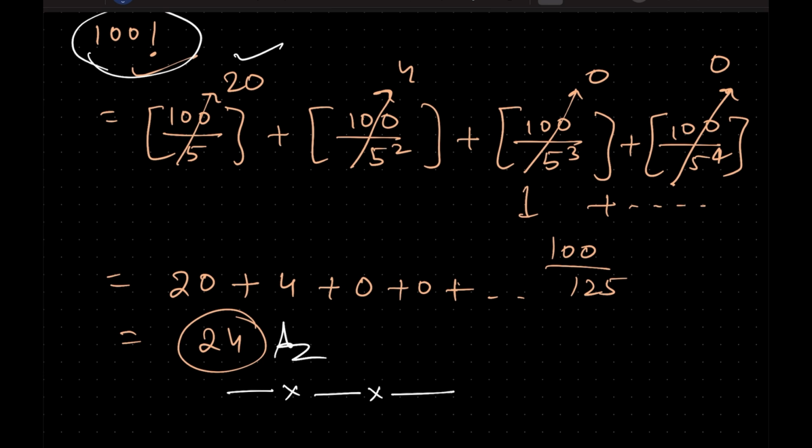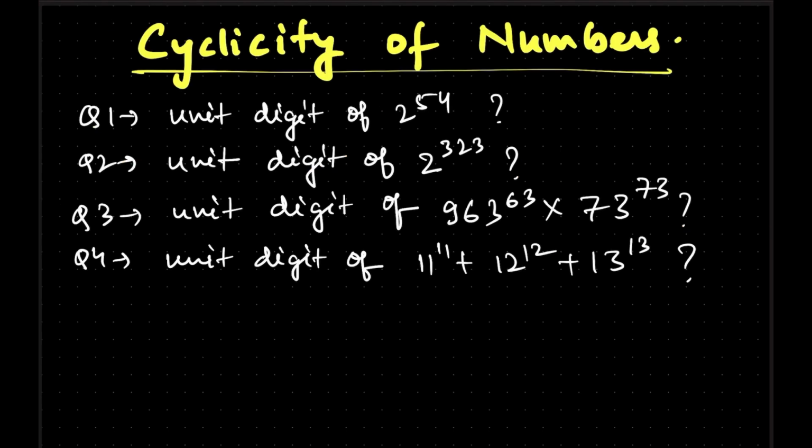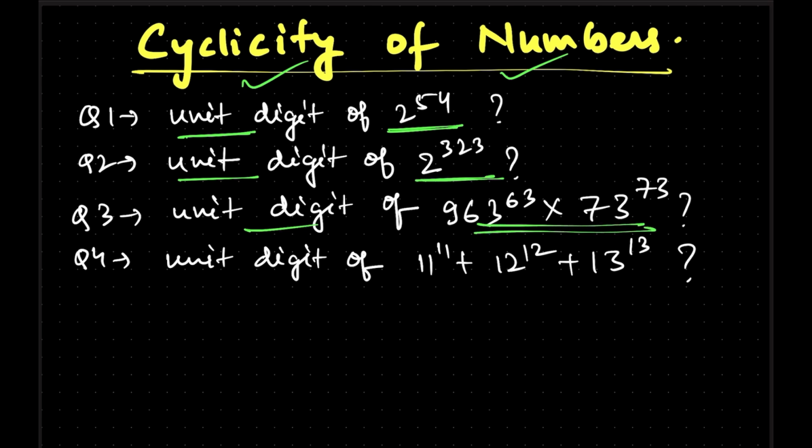So I think you have understood the concept. Thank you. So today we will see this new concept, cyclicity of numbers. These types of questions you have often seen in the exam, like 2 to the power 54, what is the unit digit? Similarly, unit digit of 2 to the power 323, similarly unit digit of this multiplication, and similarly unit digit of these types of problems.